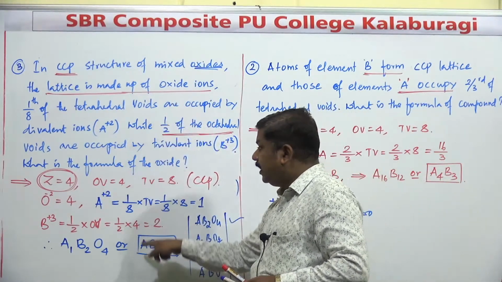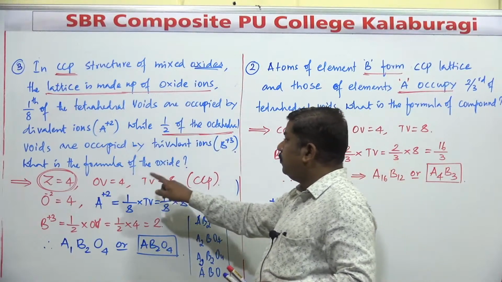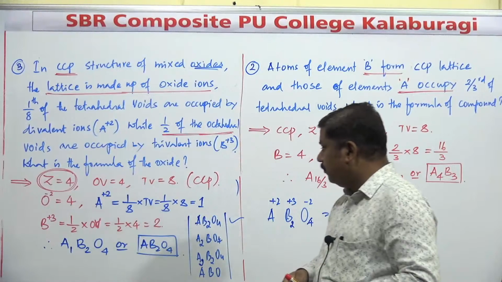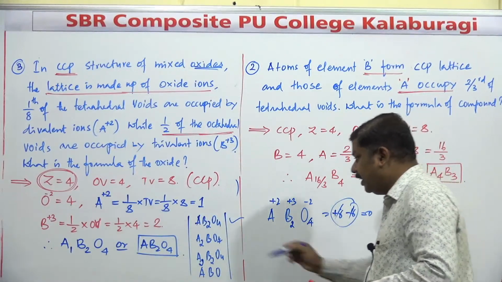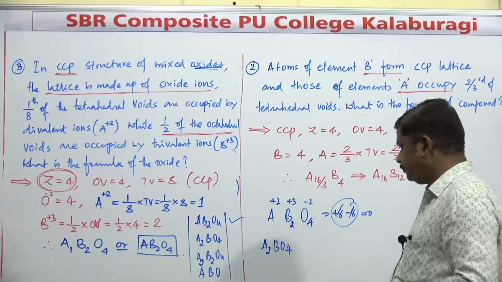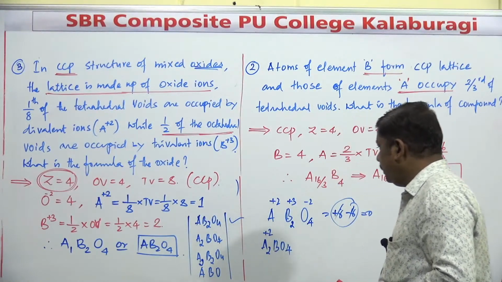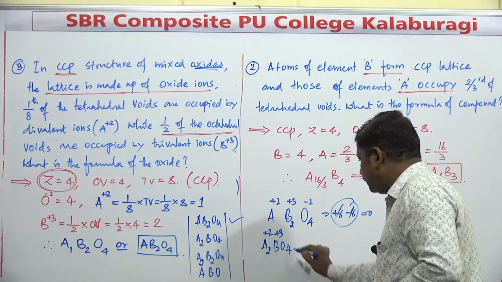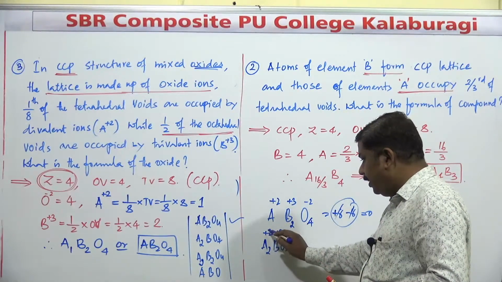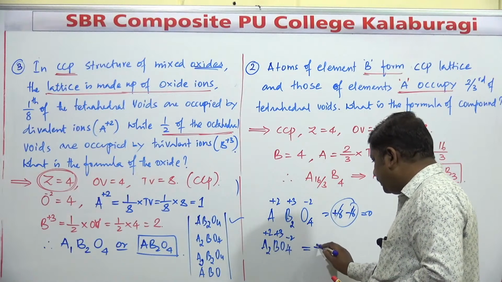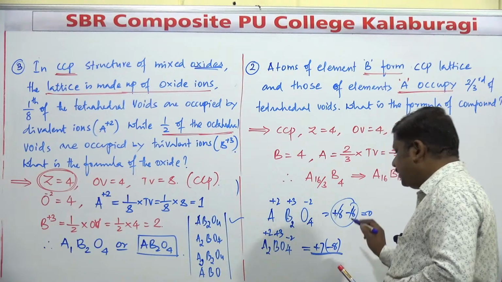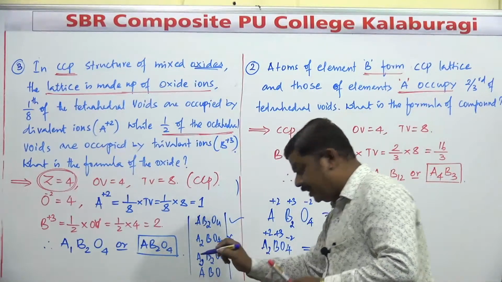Based on the total number of voids occupied by A plus 2 and B plus 3, this is the AB2O4, and it is also confirmed based on the oxidation state. If you take A2BO4, why is it considered wrong? The charge on A is plus 2, the charge on B is plus 3, and the charge on oxygen is minus 2. What is the total charge of the cations? 2 into plus 2 is plus 4, plus 3, so it is plus 7, and 4 into minus 2 is minus 8. Plus 7 and minus 8 is not equal to 0, so this is the incorrect answer.